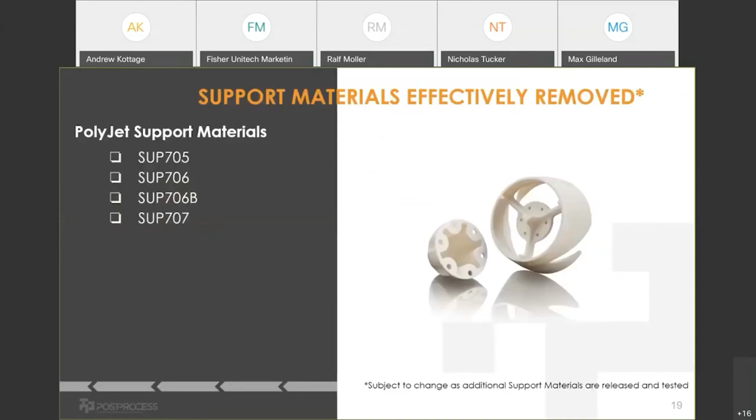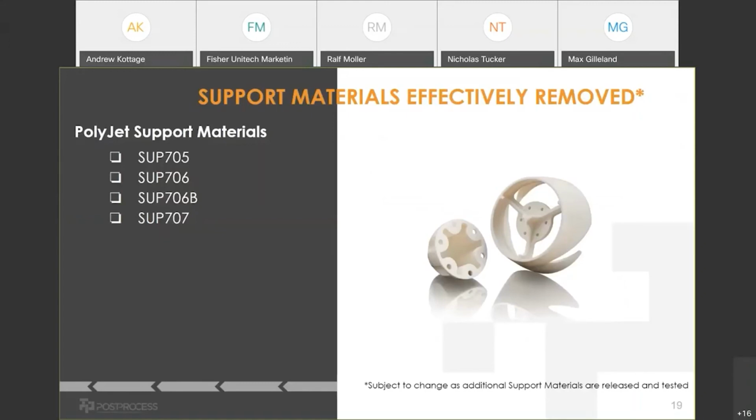Another note I'll make here is we've had success removing all PolyJet support materials. As this list grows, we'll keep an updated list, but I imagine most people here fall in one of these categories. But this is something we keep a close eye on, as I mentioned earlier. Any developing materials, we really want to stay abreast and make sure that our chemistry is still satisfying our customers' needs.